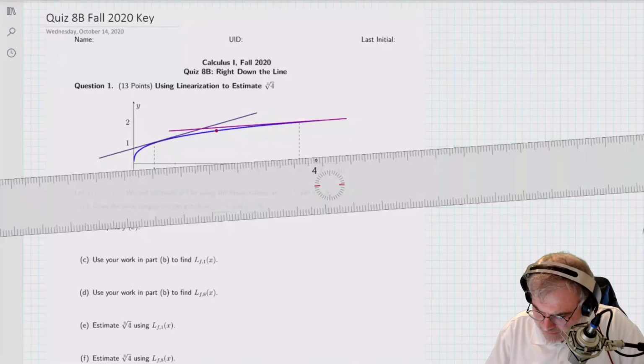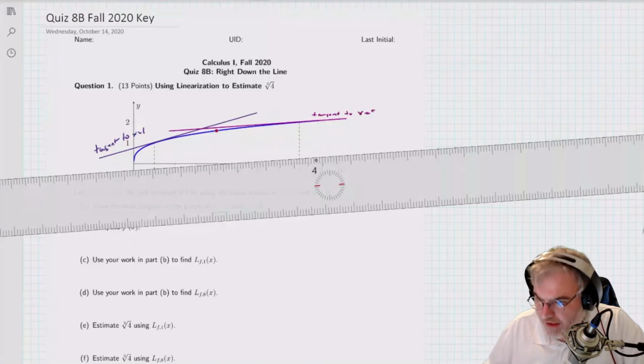This one is tangent at x equals 1, and this one is tangent at x equals 8.